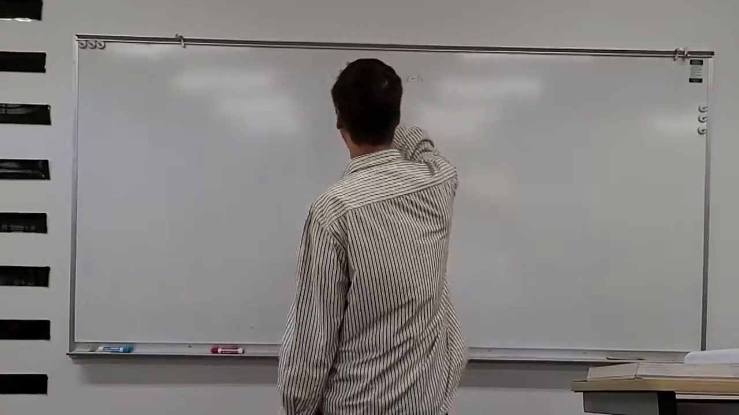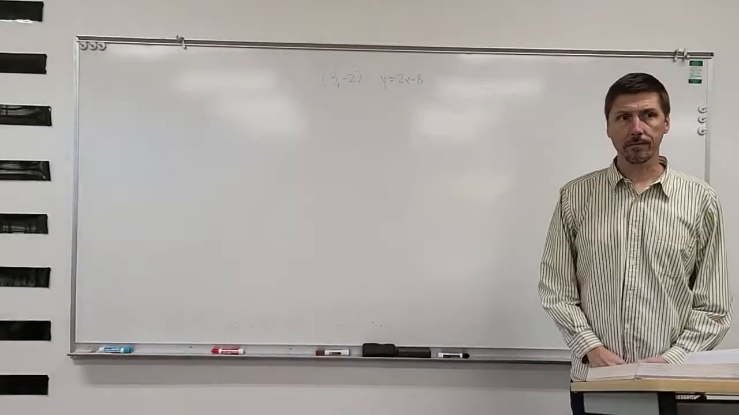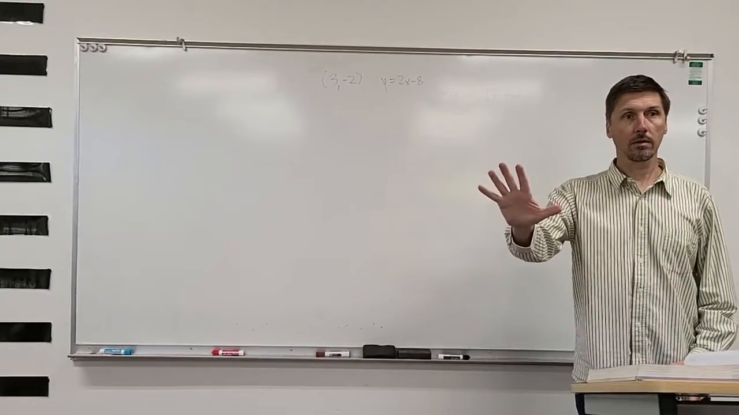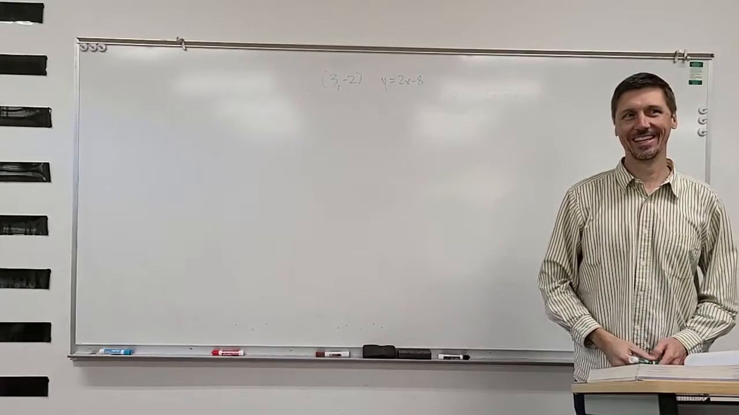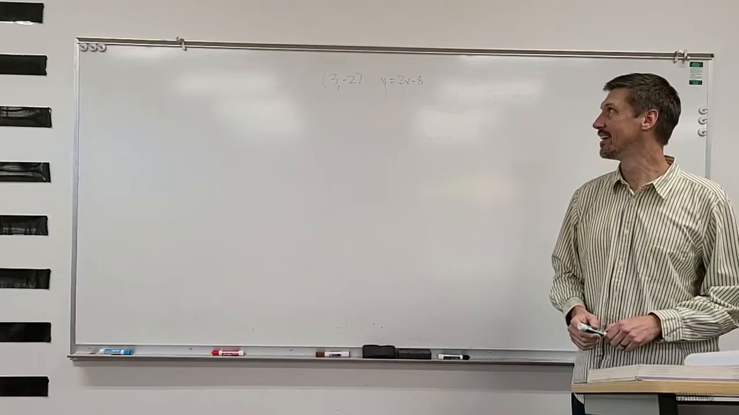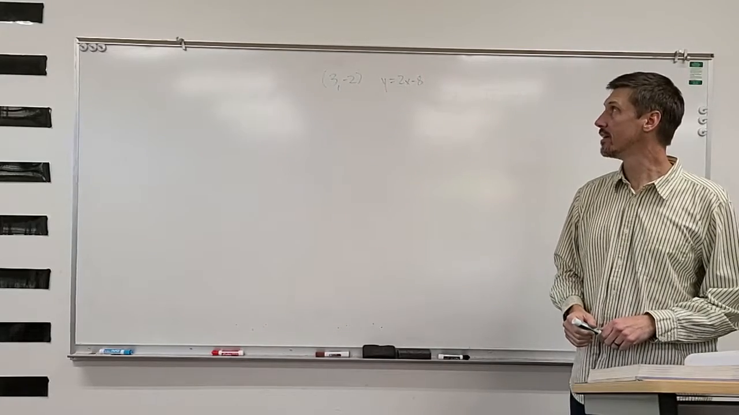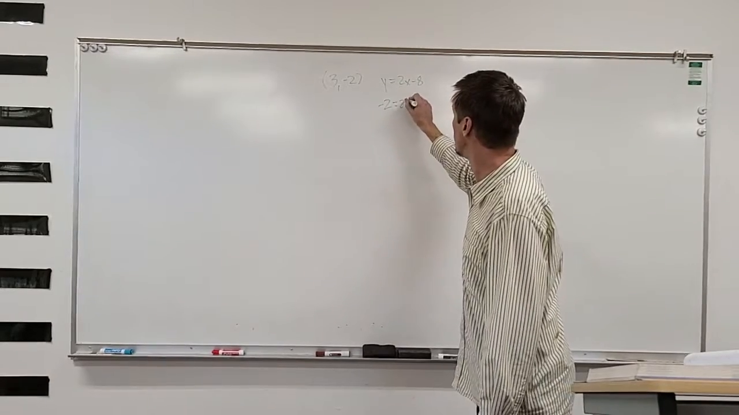All right, so is this point on this line? What do I need to do to figure that out? Substitute the x and y into the x and y, so 3 and minus 2. Okay, so it'd be minus 2 equals 2 times 3 minus 8.